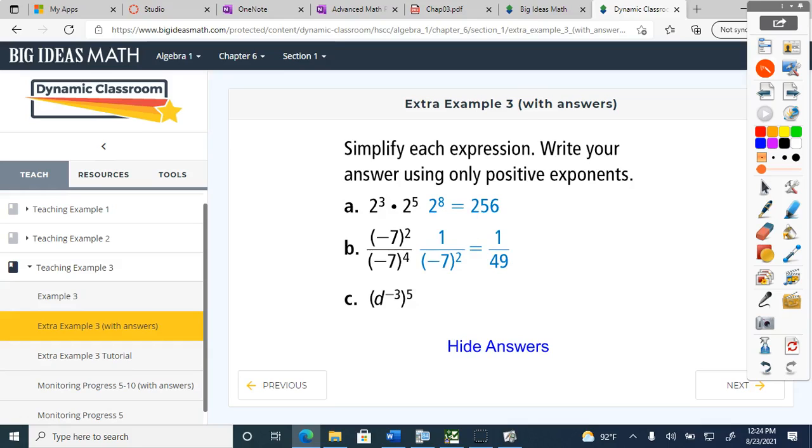And then finally, C. What are we doing with those exponents? Multiplying them. So that's d to the -15, but we don't want to leave it like that. We want to make it 1 over d to the 5. Okay, let's just do that one more. All right, Example 4.